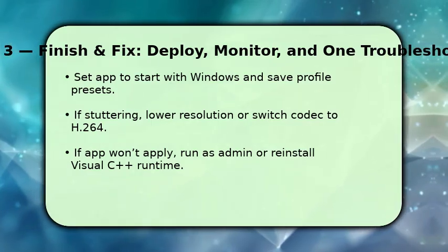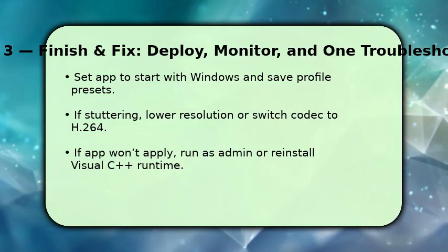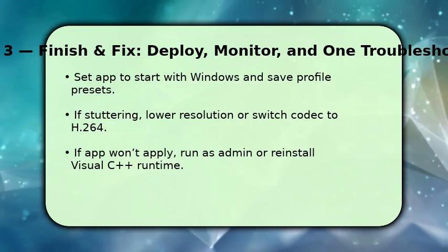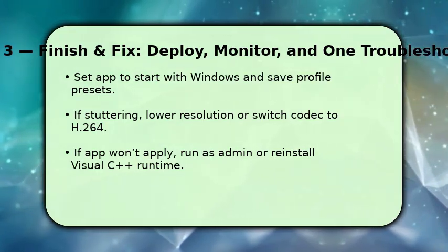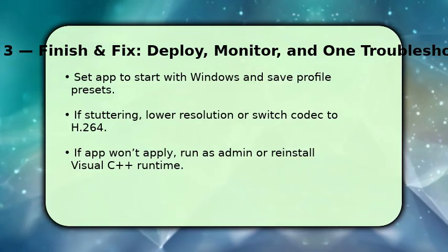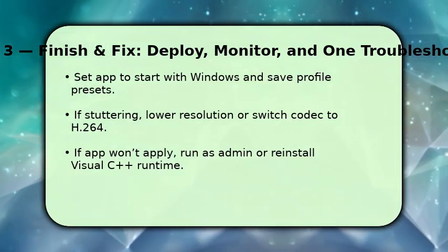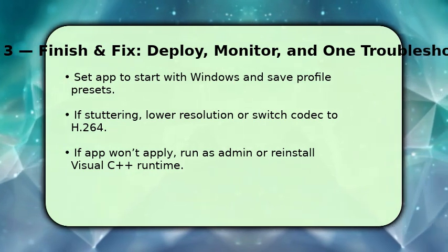If you notice choppy playback, reduce the video resolution, swap to H.264 encoding, or lower FPS to increase stability. If the wallpaper refuses to apply, run the app as administrator, reinstall the latest Visual C++ redistributable, and then re-import the file. This fixes most permission and dependency failures, so you won't lose time.